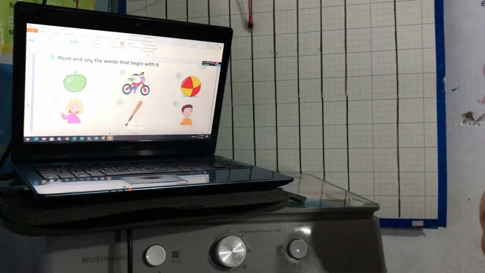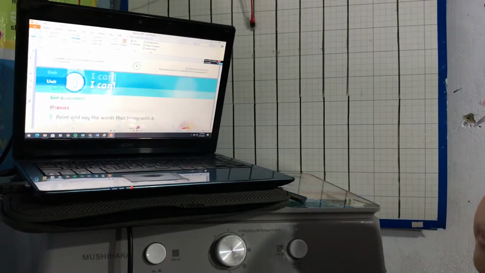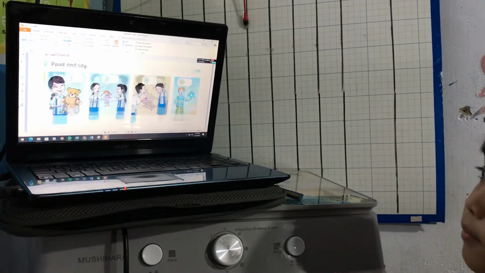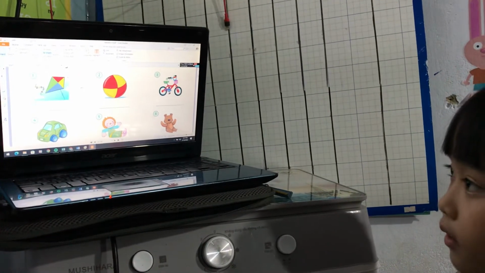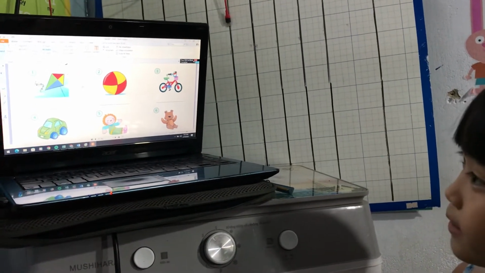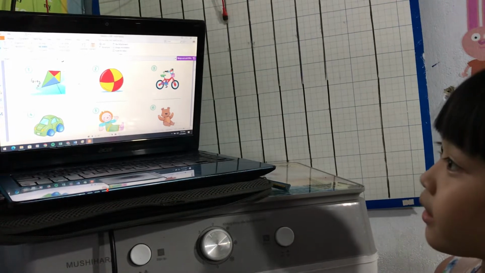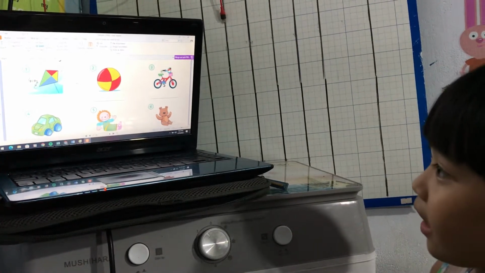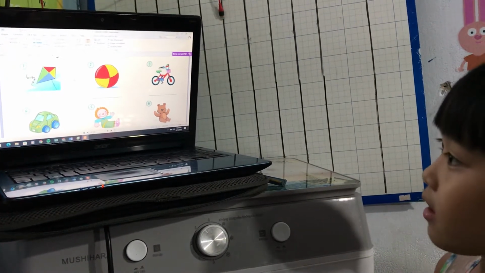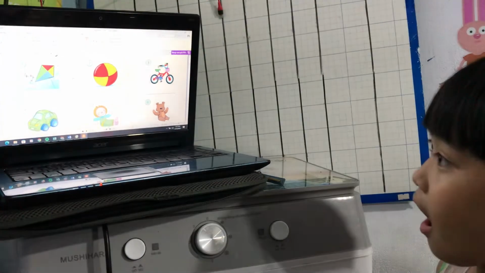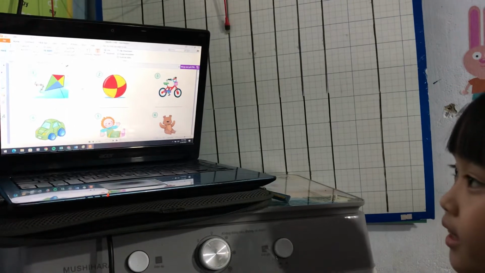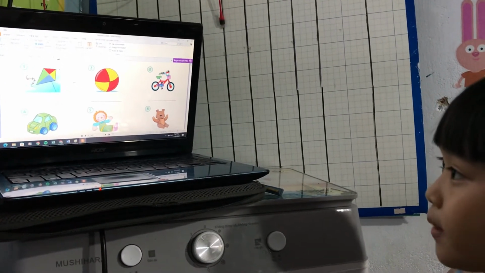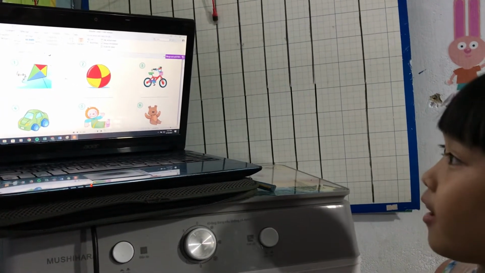Wonderful. So now the next question. Just look at this. Can you point to the pictures and say the words? Yes, miss. 1. It's the kite. It has 4 colors. They are green, blue, yellow, and red. I usually play it in the summer.